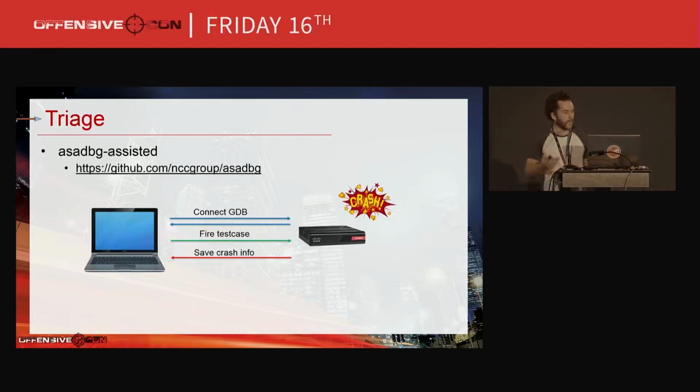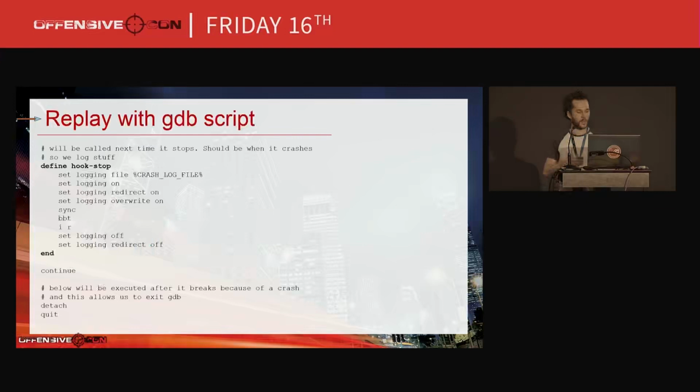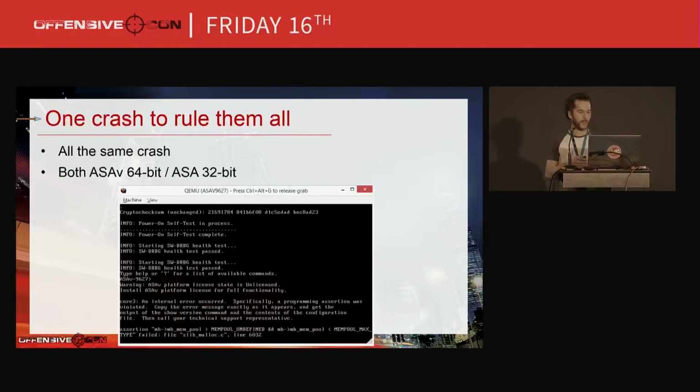So we do that. We connect GDB, fire the test case, save the crash info, and so on. We use a basic GDB script, which defines a hook-stop, which will be called when the debugger hits a state and gives control. All we do is save the backtrace and the registers in a text file, and then we have a wrapper that goes through all our text files and sees if they are all the same crash. So yeah, we got what we thought. They are all the same crash, which makes sense.